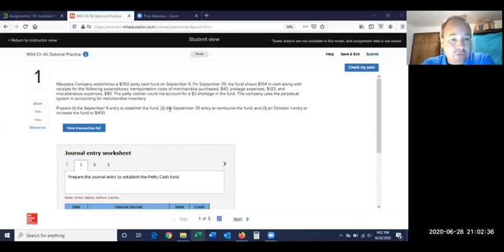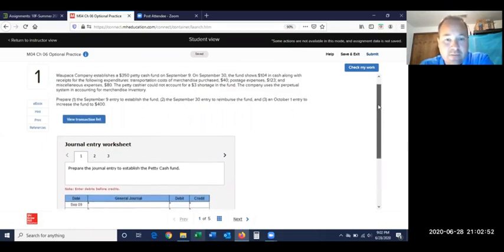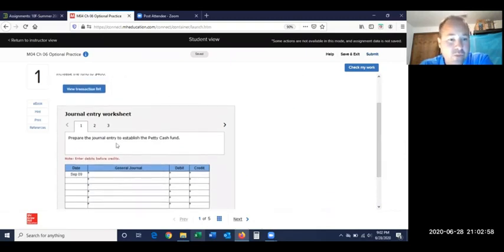All right, so let's look at this first one. We're going to keep with the petty cash. We're going to start in with petty cash. It says this company establishes 350 of their petty cash on September 9th. Let's just stop right there and do it one segment at a time instead of getting jumbled up. So we have a $350 that we are opening up our petty cash, and that's what it says to do here. We're going to prepare the entry to establish petty cash.